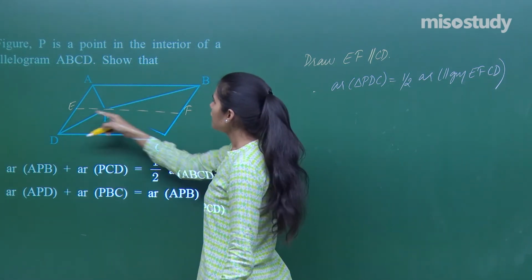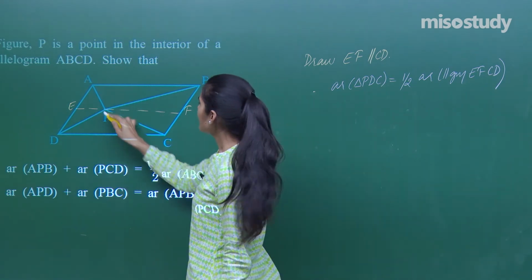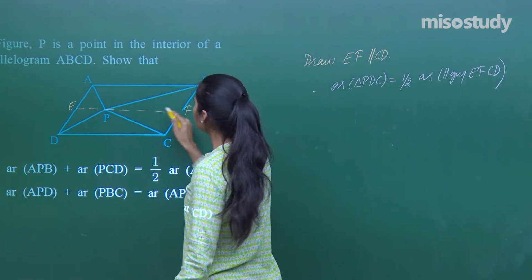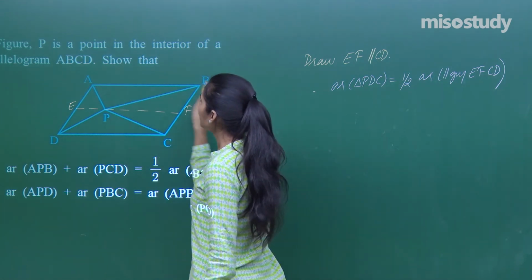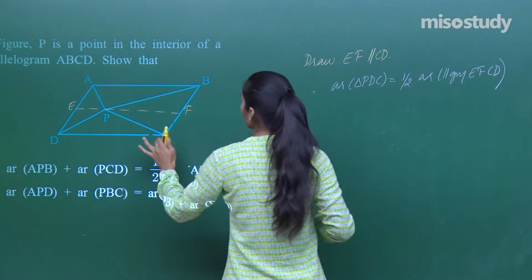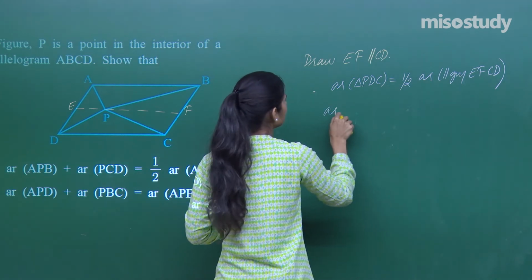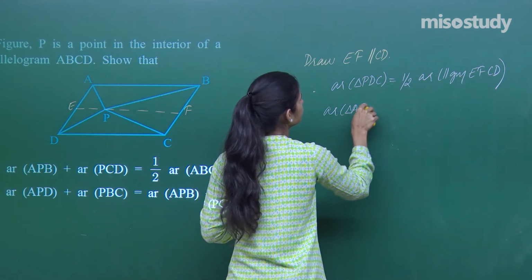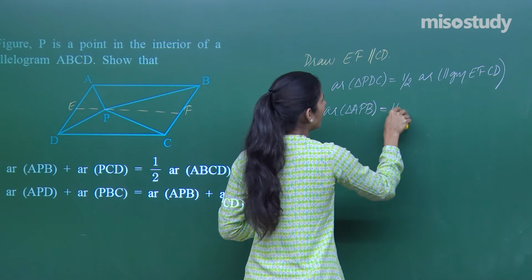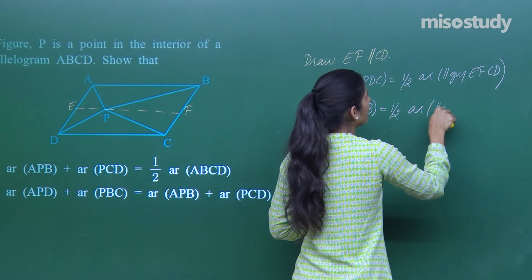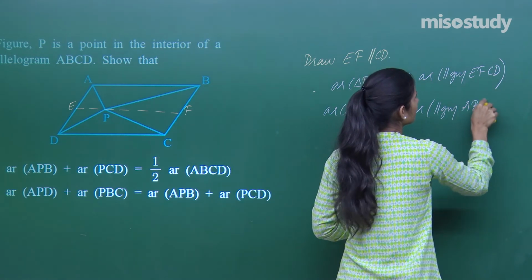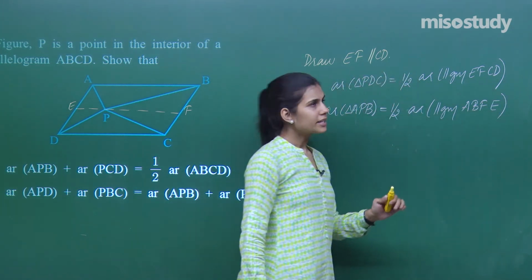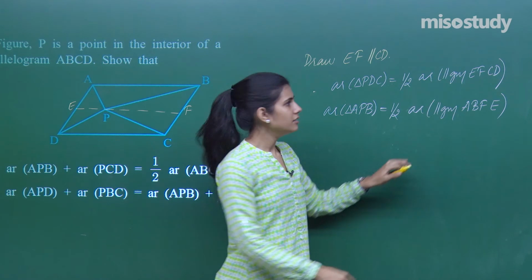That gives me ABFE is again a parallelogram, and triangle APB and parallelogram ABFE both lie on the same base AB and between the same parallels AB and EF. So even area of the triangle APB is half of area of parallelogram ABFE. You can clearly write the reasons over here. I leave it to you.